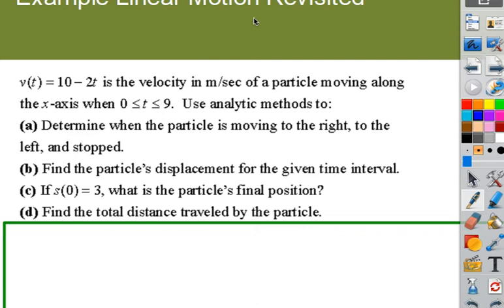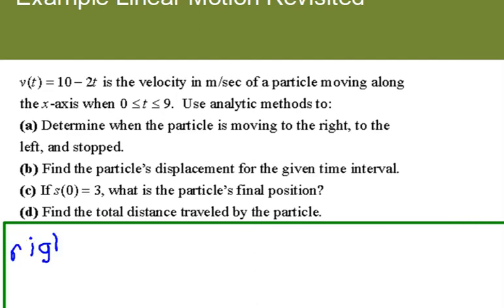For the linear motion problem today, we've got a velocity of 10 minus 2t, in meters per second, of a particle moving along the x-axis for time 0 to 9 seconds. We're going to use analytic methods, which means we're going to use calculus, to determine when the particle is moving to the right, to the left, and stopped.